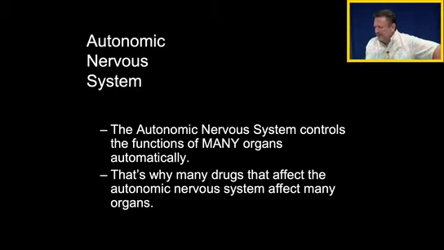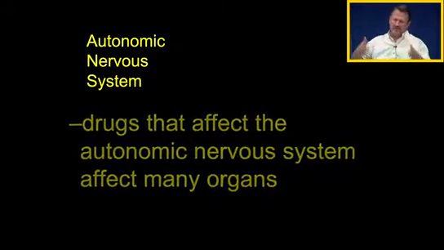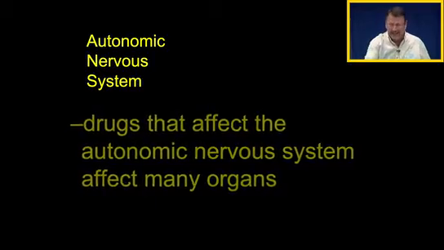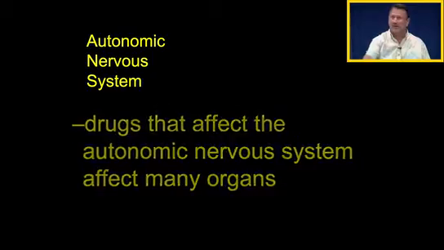All right, so the autonomic nervous system controls the function of many organs. That's why many drugs that affect the autonomic nervous system affect many organs. All right, and this is on my PowerPoint slides, and yet I get emails from people, and they say, I never really realized that the drugs that affect the autonomic nervous system can affect many different organs. Okay, so I want to make that very clear. The drugs that affect any of the autonomic nervous system organs are going to affect all the other organs as well.